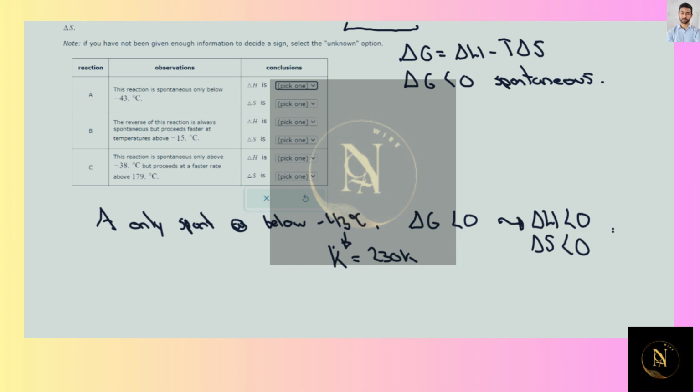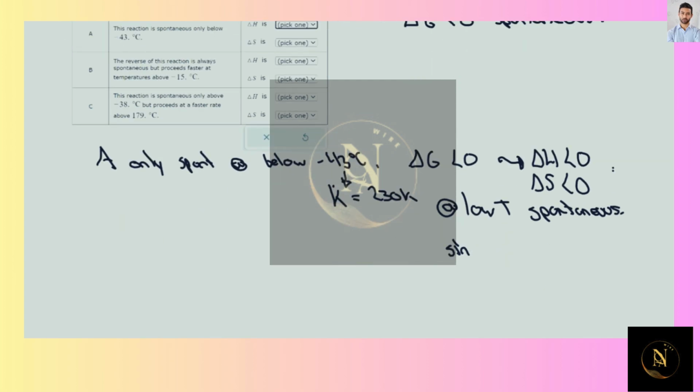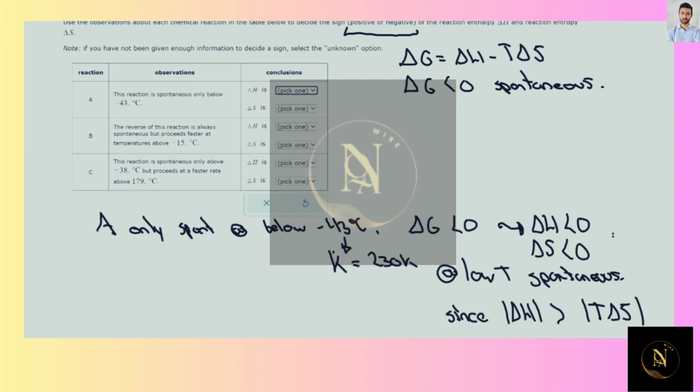That means that the reaction at low temperatures is going to be spontaneous, since the absolute value for delta H is going to be larger than the absolute value of the T delta S contribution. So for the first case, we're going to have delta H is going to be negative and delta S is going to be positive.